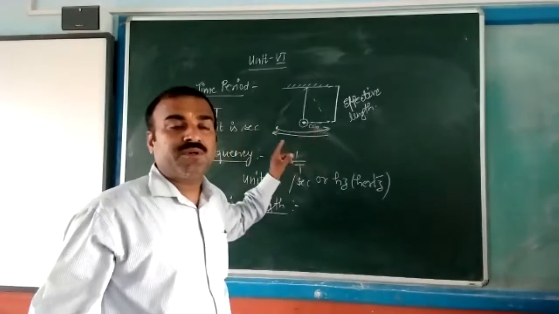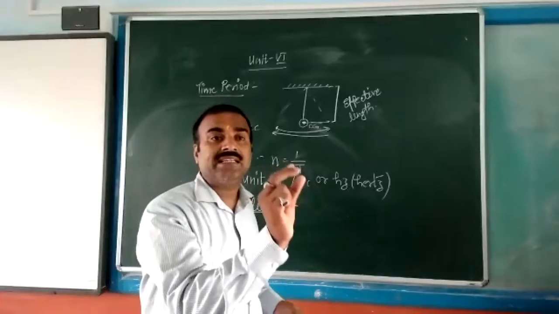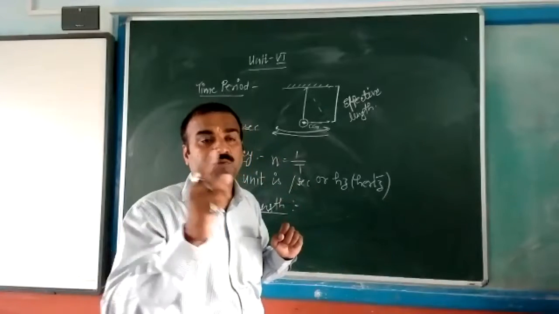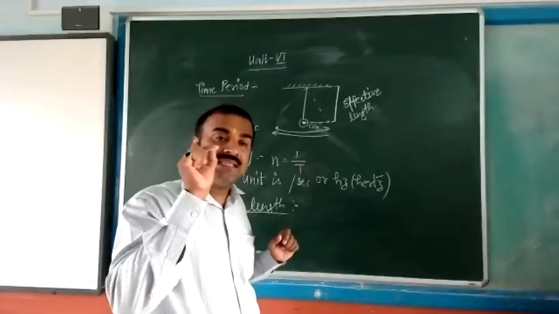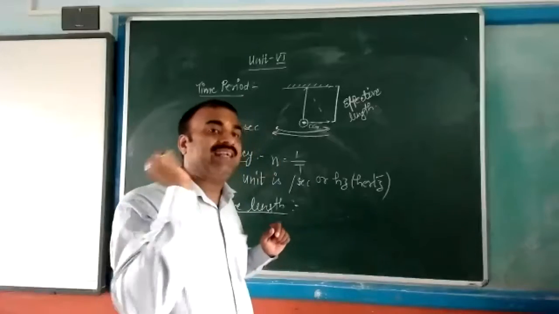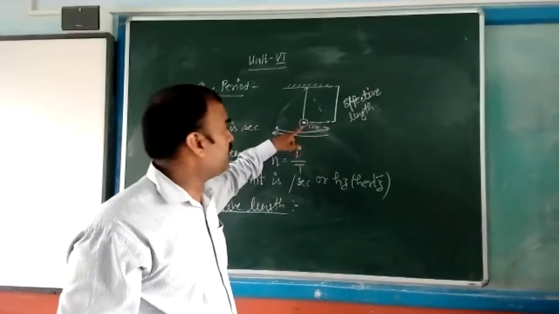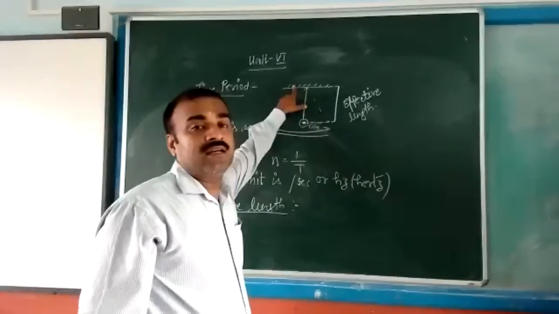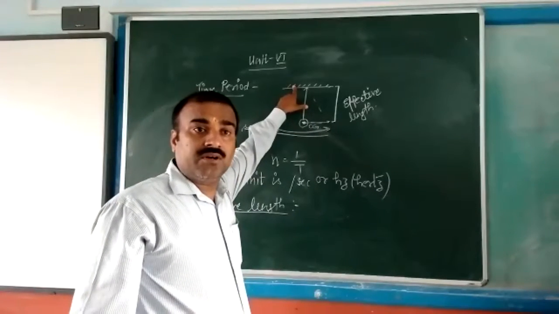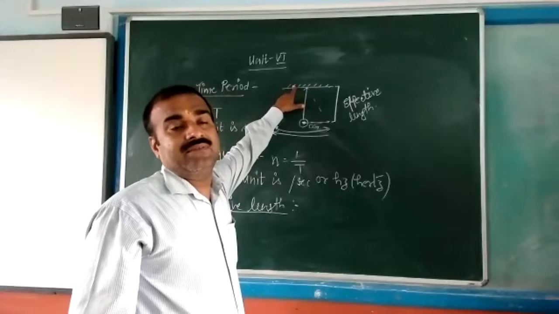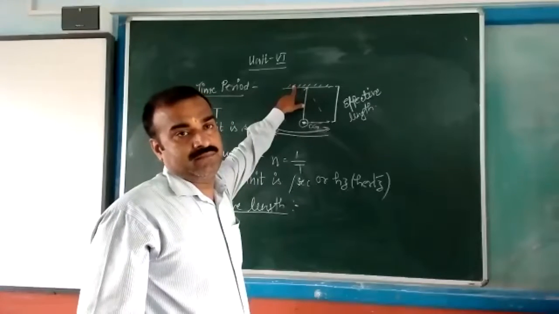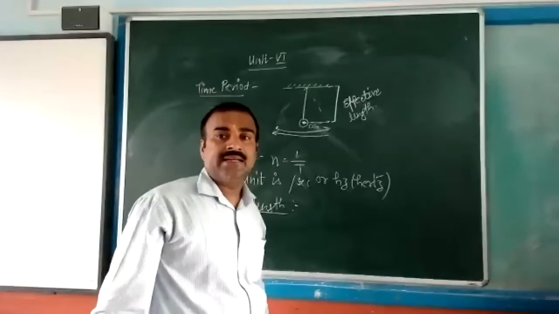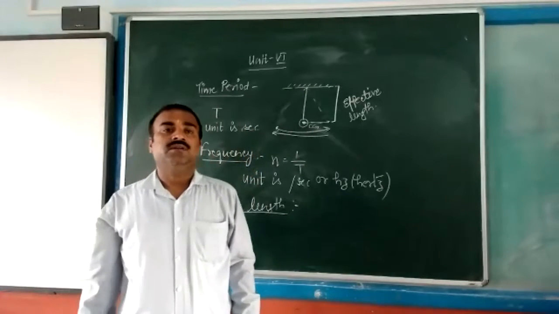Once you take a metallic sphere, there will be a center also. So the distance from the center to the suspension point of the thread is called the effective length of the given pendulum. Okay, clear, right, Nandini? Does anyone else have any doubt?